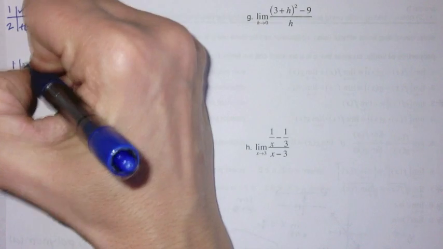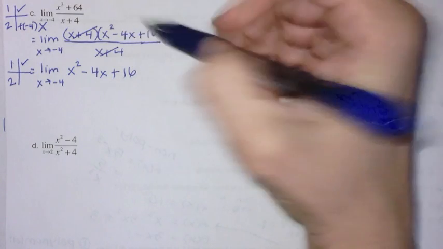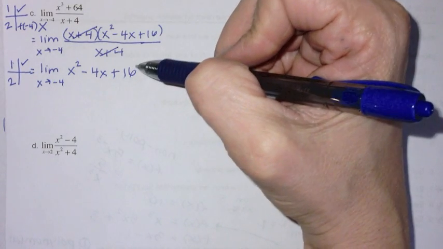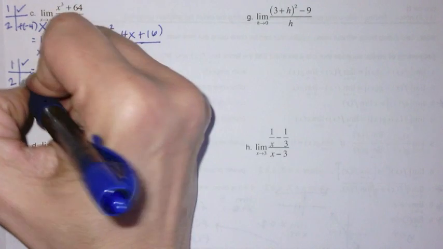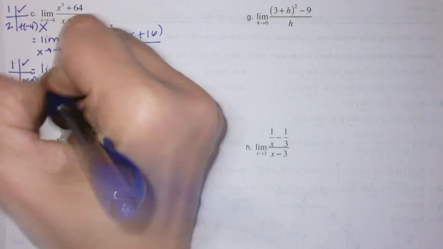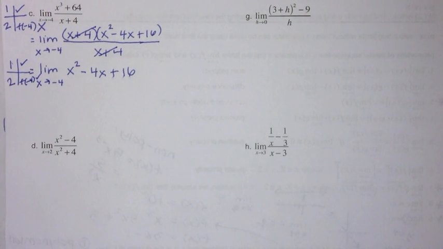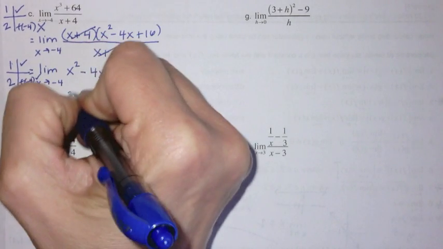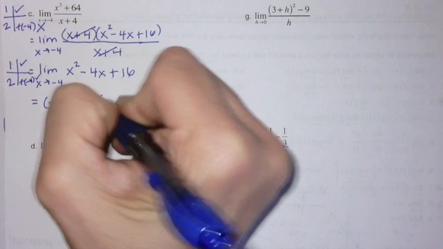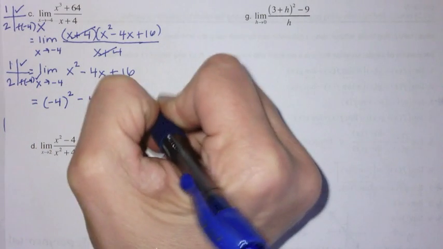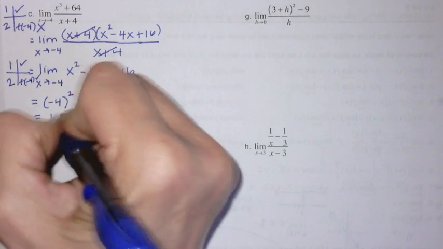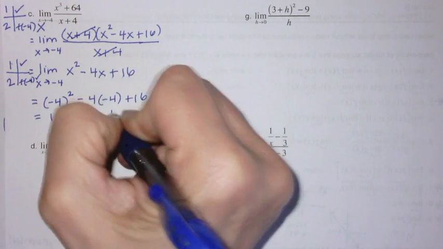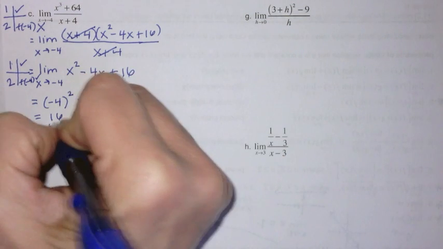So now it's a polynomial. Here it was a rational function, but now it's a polynomial. And then f of -4 does exist. Okay, I'm going to put a check mark because I don't want to plug in -4, which I'm going to do anyway, but I'll do it in this step. -4 squared minus 4 times -4 plus 16, which equals 16 plus 16 plus 16, which equals 48.